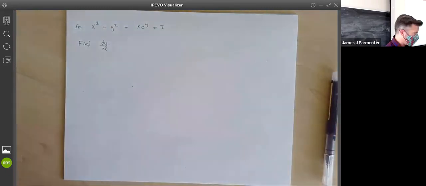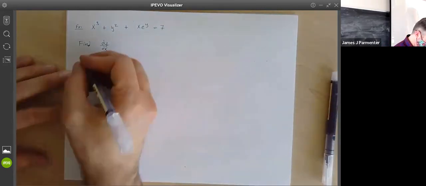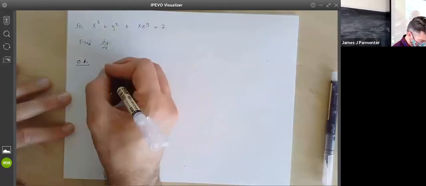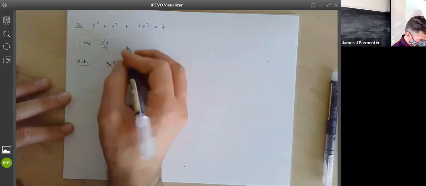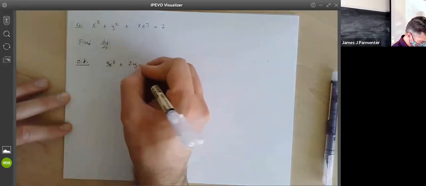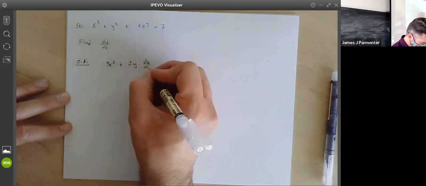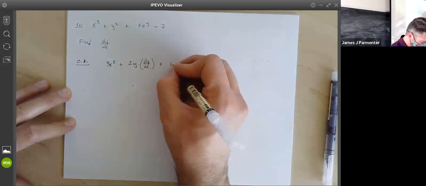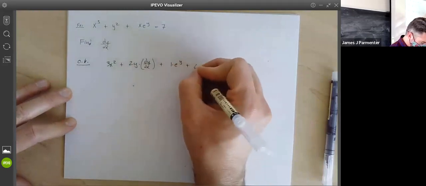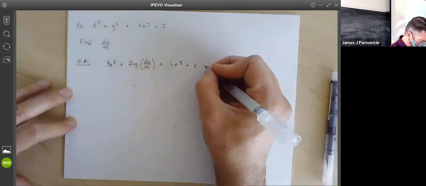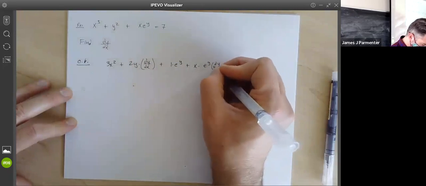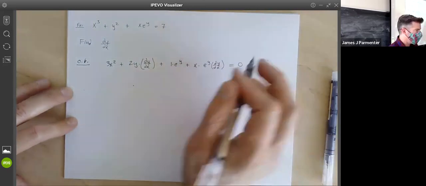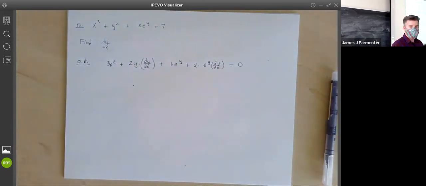The old school way of doing this would be with implicit differentiation. We would differentiate both sides. I'm going to get 3x squared. The derivative of y squared is 2y times dy dx. For the derivative of x e to the y, I have to use the product rule. It's going to be 1 times e to the y plus x times the derivative of e to the y, which is e to the y times dy dx, equal to 0. The derivative of 7 is 0.